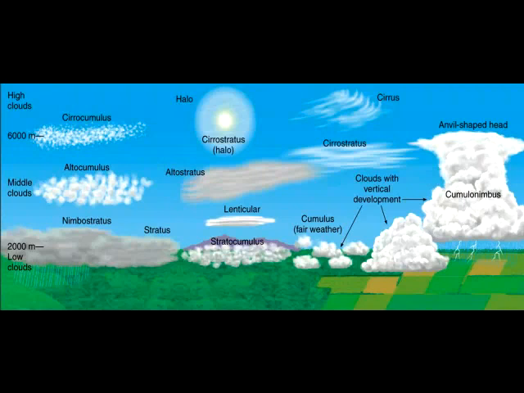Examples for high clouds with a base above 6,000 meters are cirrus, cirrostratus, or cirrocumulus. Examples for middle clouds with a base between 2,000 and 6,000 meters are altostratus or altocumulus. And examples for low clouds with a base below 2,000 meters are stratus, stratocumulus, or nimbostratus. We also find clouds with extensive vertical development, such as cumulus or cumulonimbus.